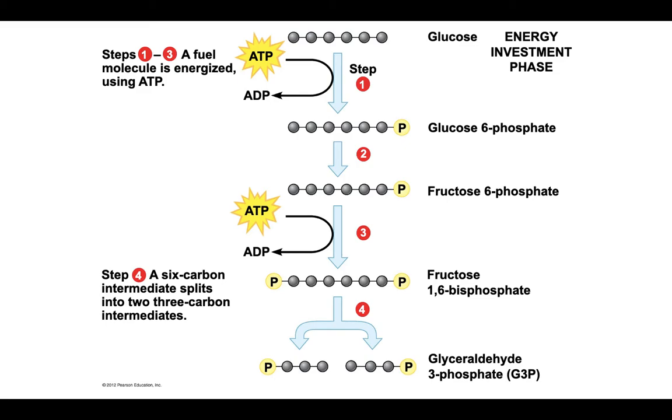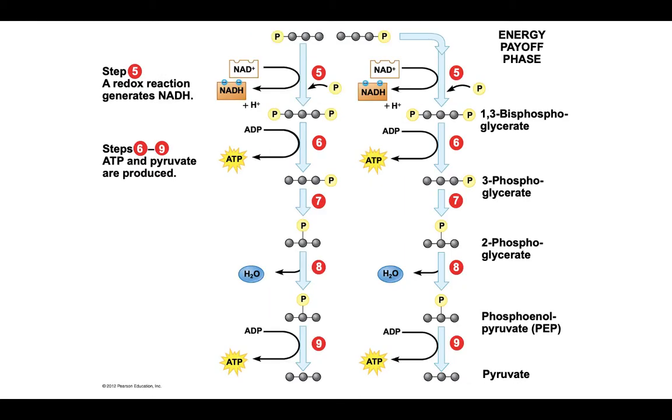By step 3, another ATP is invested in order for the fructose 6-phosphate to be converted to fructose 1,6-bisphosphate. Note the addition of another phosphate molecule in the first carbon of the fructose 1,6-bisphosphate. From this fructose 1,6-bisphosphate, it will be primed or cut into 2 glyceraldehyde 3-phosphate or G3P. For the remaining steps, the energy pays off.